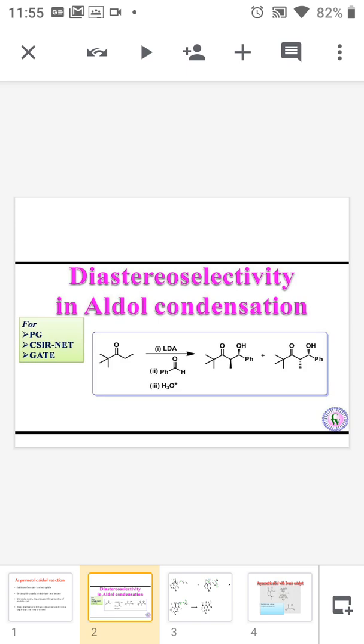Since two products are formed in the Aldol reaction, this is an example of a diastereoselective reaction. As you know, in asymmetric synthesis we need only one single product. For that, for the formation of the enolate, we first couple the starting material with a chiral auxiliary.